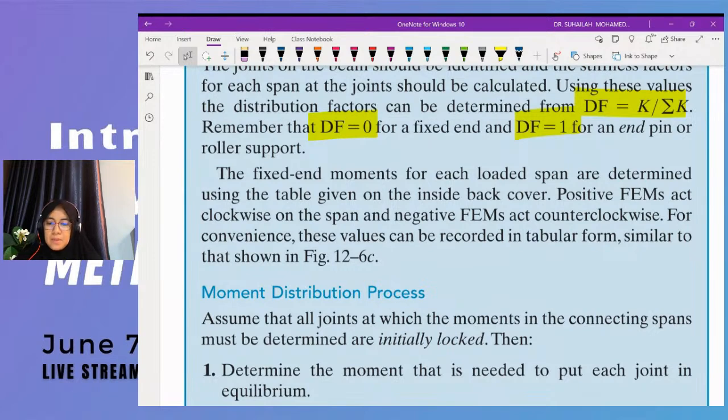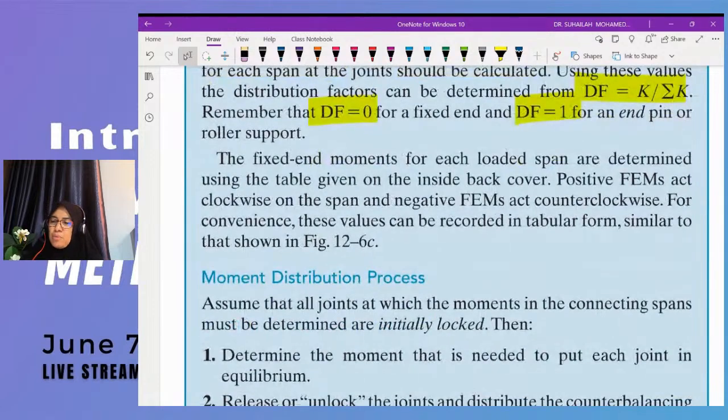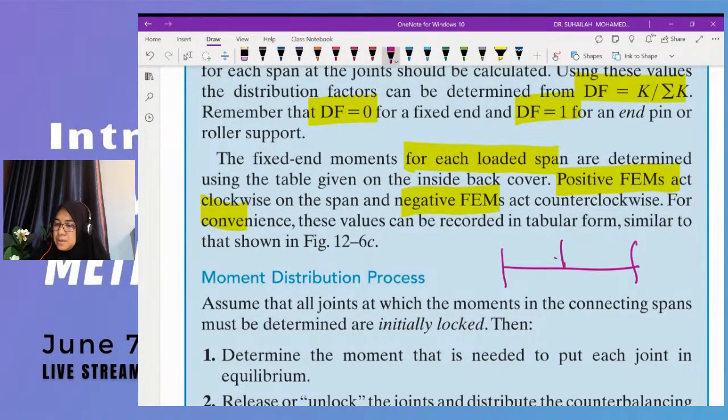Okay, so we continue. For the fixed end moment, we have to calculate the fixed end moment for each loaded span, using the table given inside the back cover. Positive FEM is clockwise and negative FEM is counterclockwise. Due to loading, it behaves in this direction, so one will be negative, one will be positive.